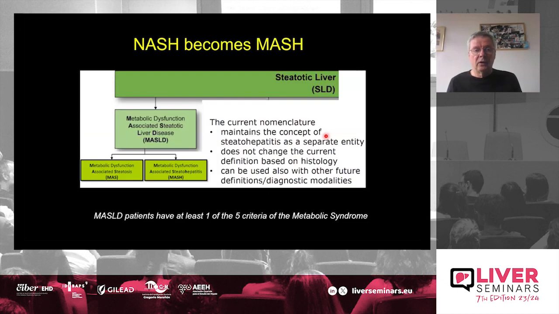And similarly, NASH has become MASH, and one of the specific aspects of this nomenclature change is that MASLD patients have to have at least one of the 5 criteria of the metabolic syndrome, in which waist circumference is an indicator of obesity. And therefore, in obese cohorts, you are very quickly in an, I would say, logical, identical definition of NAFLD and MASLD.